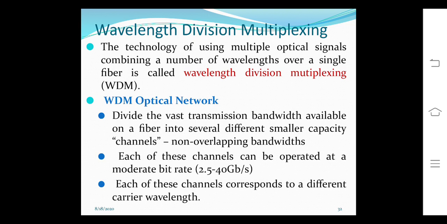So let's look at the WDM optical network, which divides the vast transmission bandwidth available on a fiber into several different smaller capacity channels, but there should not be any overlapping in their wavelengths. So non-overlapping bandwidths for each channel should be present, and each of these channels can be operated at a moderate bit rate, from 2.5 to 40 Gb per second, and each of these channels corresponds to a different carrier wavelength.